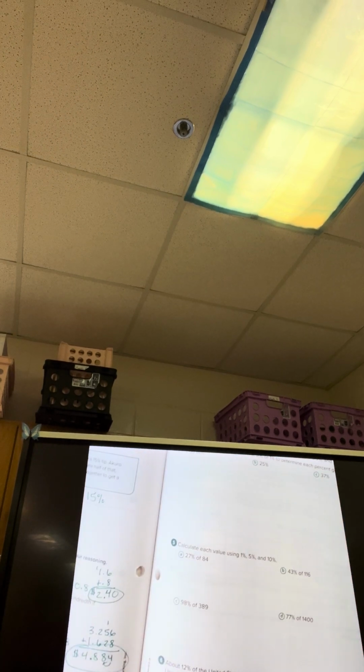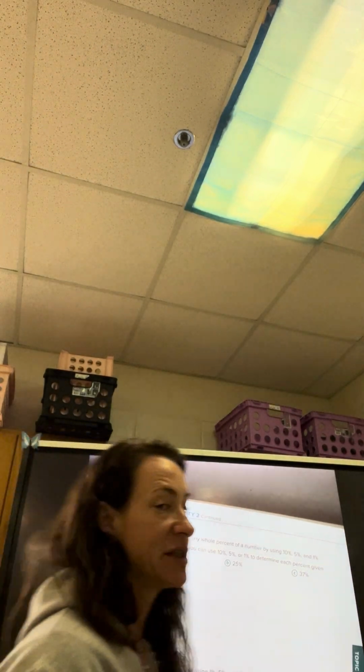Also, it says over here on the next page, you can determine any whole percent of a number by using 10%, 5%, and 1%. Those are like the big benchmark ones. 50%, obviously, it's just half of whatever your value is. And then 10% is a tenth of it. 5% is half of 10. 1% is 100th of the whole, so you would move it 2. It's also a 1/10 of a 10. So you can use these various benchmark percents to help you out.